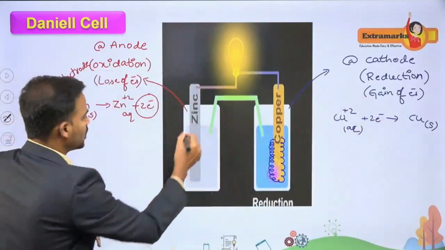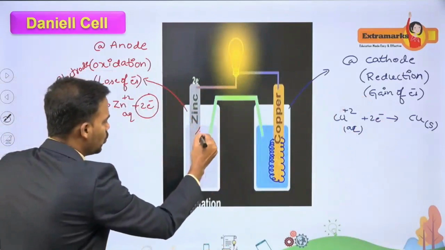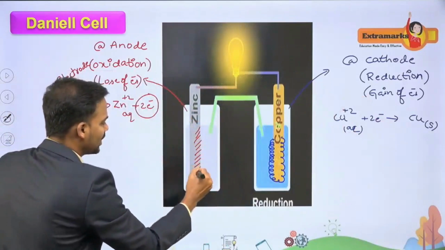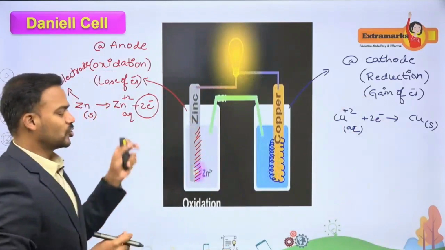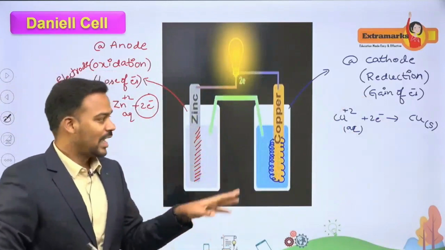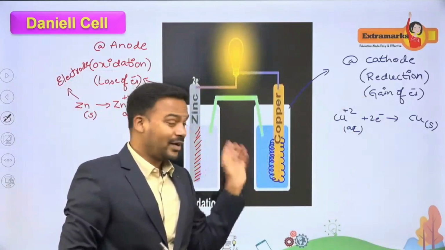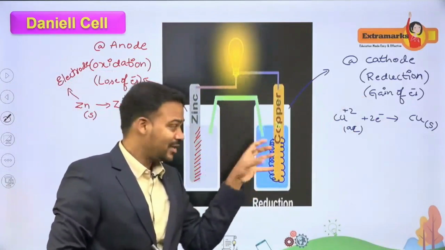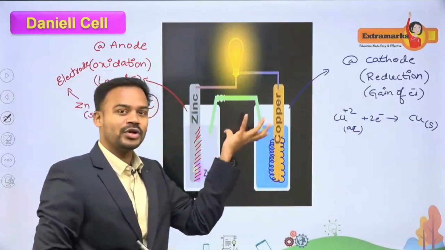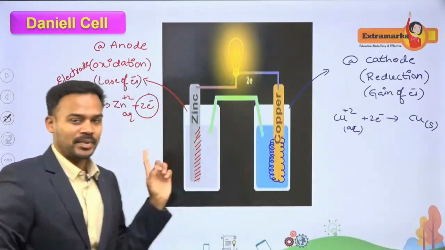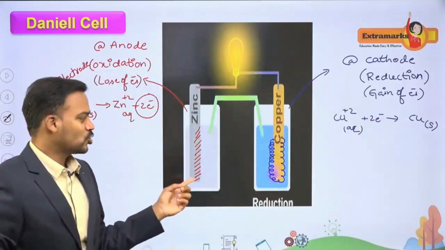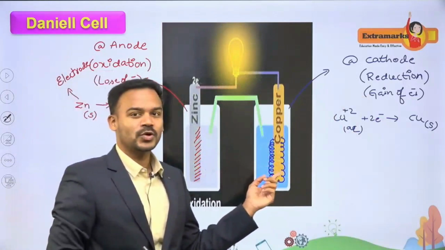You will see that the zinc electrode will slowly get deteriorated, will slowly get dissolved. And what is happening at the right hand side? In the cathode compartment, the copper gets accumulated, and the weight of this electrode will go on increasing. So there is a dissolving of this electrode and accumulation over this electrode.